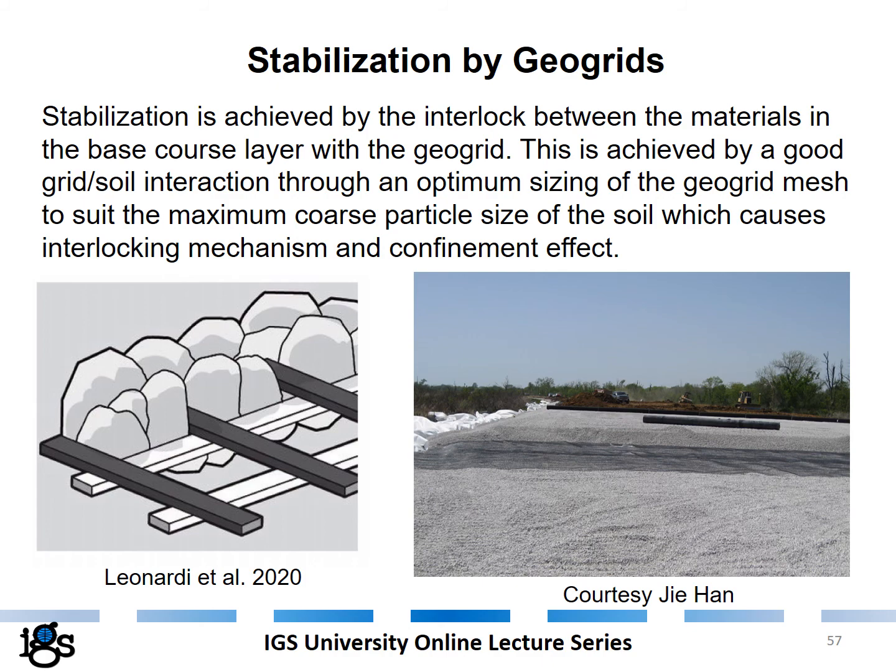Stabilization can be achieved by geogrids. Stabilization is achieved by the interlock between the materials in the base course layer with the geogrid. This is achieved by a good grid-soil interaction through an optimum sizing of the geogrid mesh to suit the maximum coarse particle size of the soil, which causes interlocking mechanism and confinement effect. Here you see some soil particles interlocking with the geogrid, and here you see a picture of a layer of stabilization geogrid laid out.